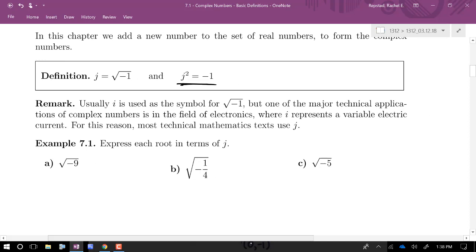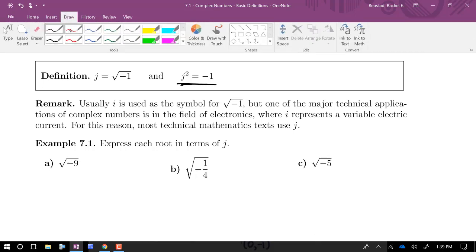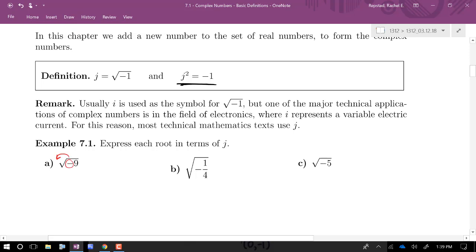So we're going to begin by just working with this new number J, seeing it as the square root of -1, and working with radicals. Right? So just coming off the heels of what we did, this is very similar to what we've been working on. The difference is, if there's a negative in here, the first thing I do is pull that out as a J. So this is J times the square root of 9, or 3J.